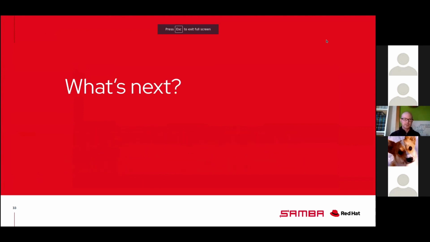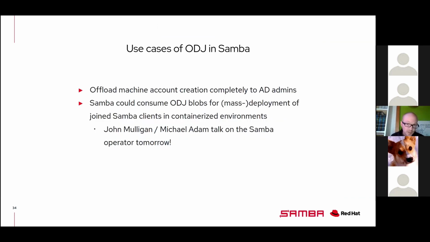Okay, so we saw the demos. So what's next? Obviously, this concept and the implementation of it really opens up many other interesting things. Particularly, you can consider use cases of this ODJ mechanism for completely offloading the machine account creation in data centers to the AD admins. So they don't have to give you any specific AD credentials. They can just deliver you these ODJ blobs, and Samba could just consume those in order to set itself up in data center environments, or in particular in those environments where you have more instantaneous setups and deployments, like containerized environments with Kubernetes, for example.